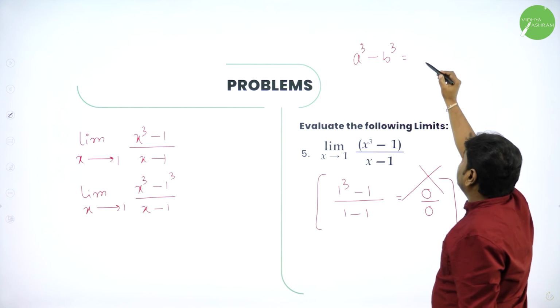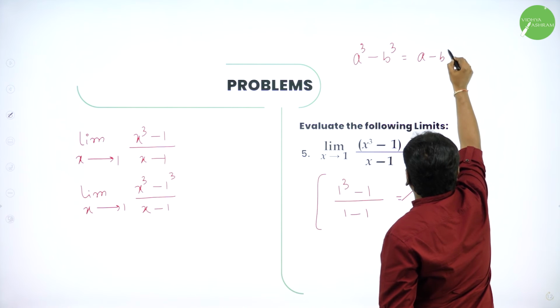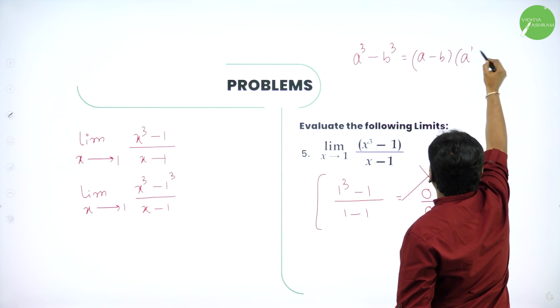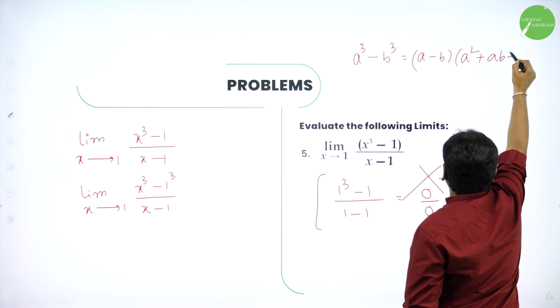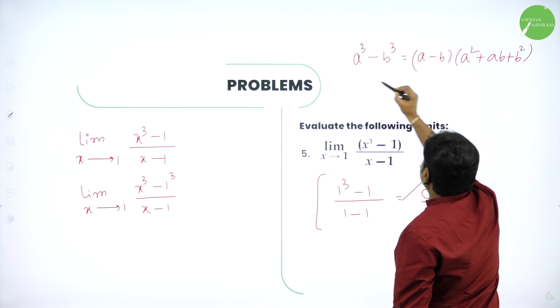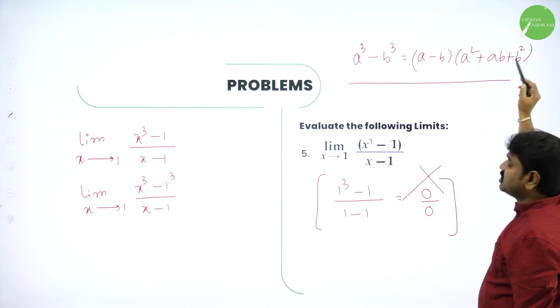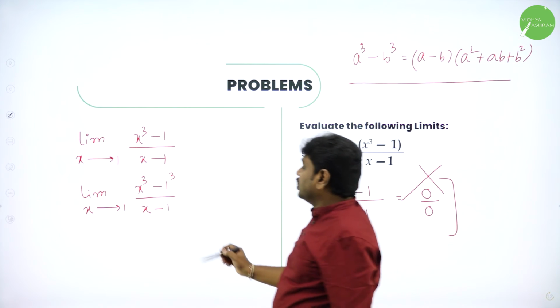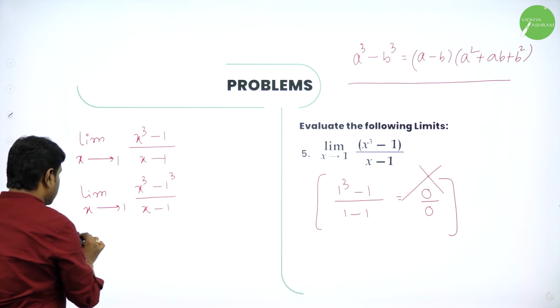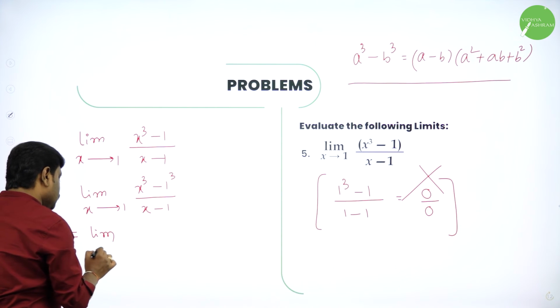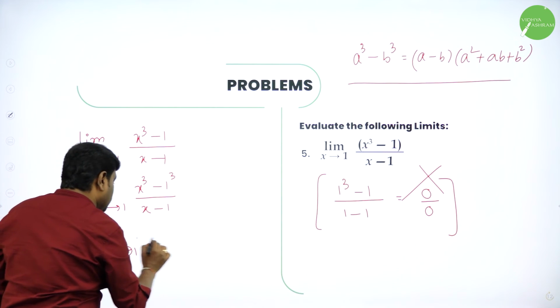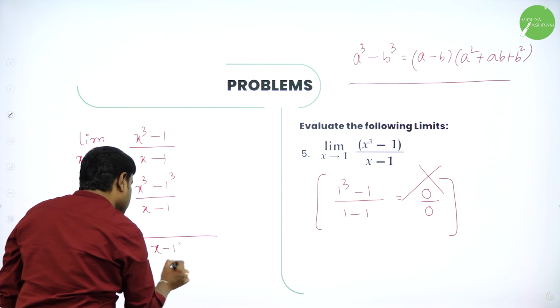So a cube minus b cube can be written as a minus b into a square plus ab plus b square. So we can write a cube minus b cube as what? A minus b into a square plus ab plus b square. So here x cube minus 1 cube can I write it as numerator, and the denominator will not be disturbed; let it be x minus 1.